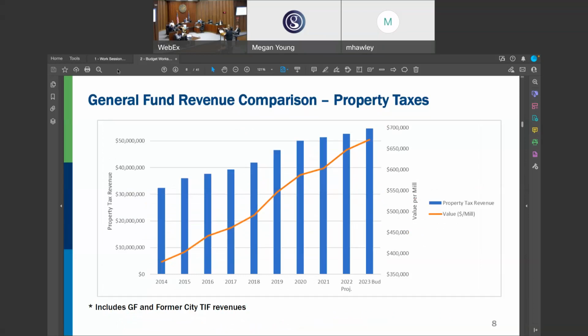Going forward on property taxes, we're showing total property tax collections in the general fund and the former TIF funds over the last 10 years. Tax revenues have increased by 68.5% since 2014, while the value of each mill on tax rate has increased by 76%, meaning that not only has the city added more value to the tax rolls, the existing property within the city has gotten more valuable at the same time. The current value of each mill on the tax rate is about $671,000, represented on the far right of the chart.